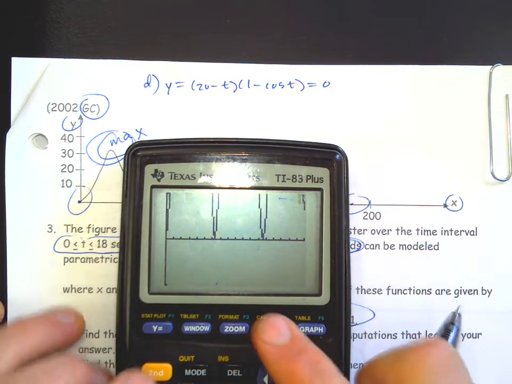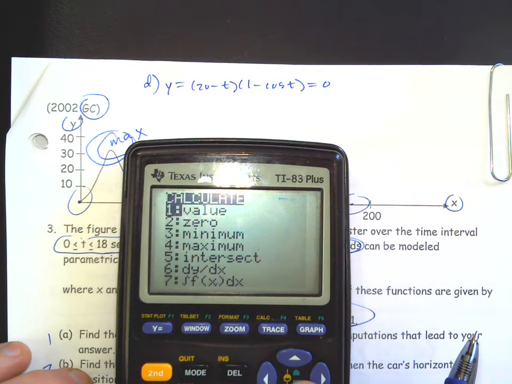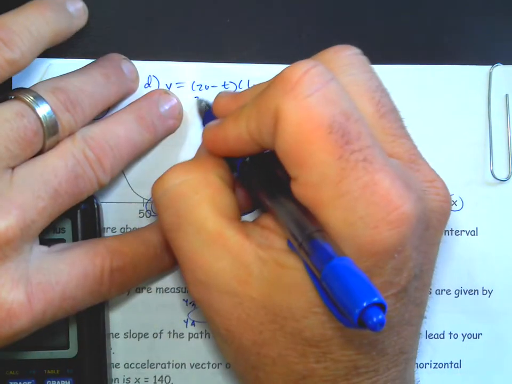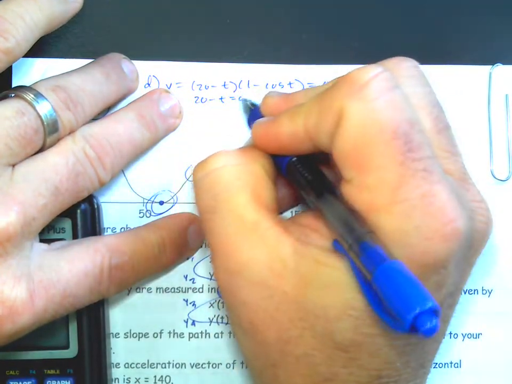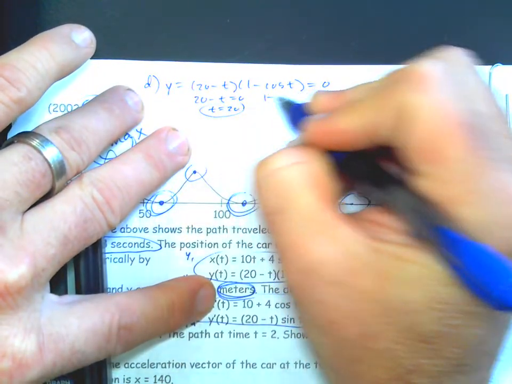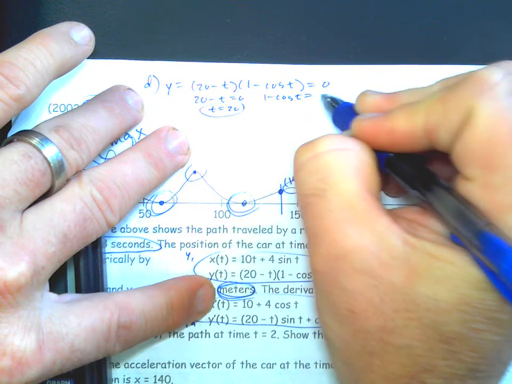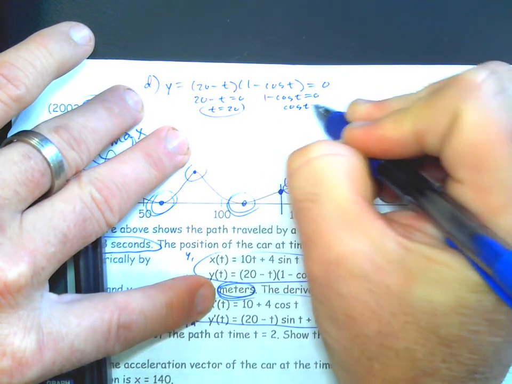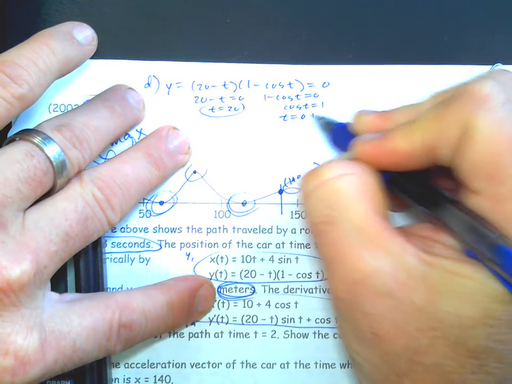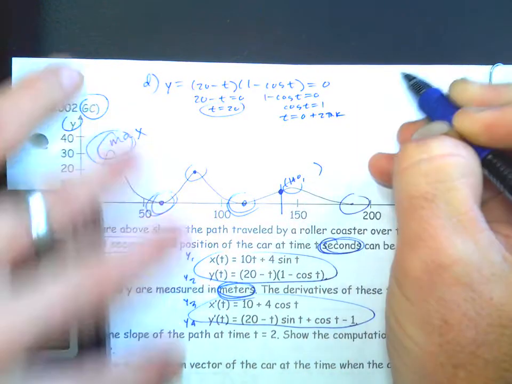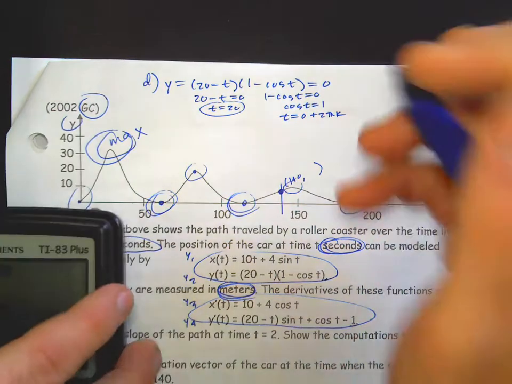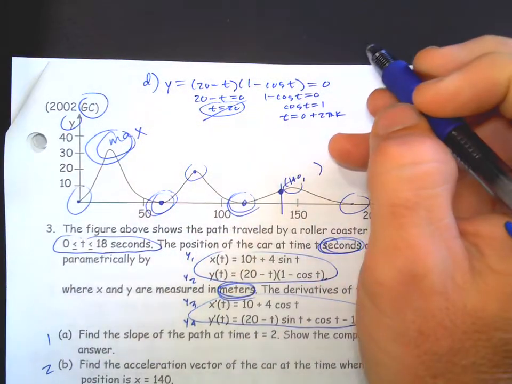So second calc, I mean, we could solve this by hand, I feel like, so easily. It's 20 minus t equals 0. T equals 20 is an answer. 1 minus cosine t equals 0. Cosine equals 1. So that's going to be at 0 plus 2 pi k. And we're looking for times between 0 and 18. So this one's outside of 0 to 18.